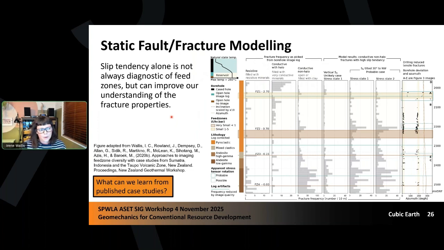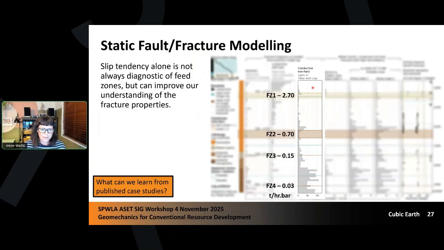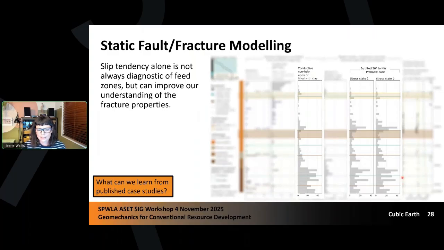But irrespective of it not being fully diagnostic of the feed zones, we can understand things about the fractures themselves. Here we have just a frequency count by depth of the fractures in this well. At the bottom, it looks like there are many, many more fractures than in the rest of the well. But when you calculate a slip tendency, you'll notice that things even out a little bit, and this zone up here seems to be more important.